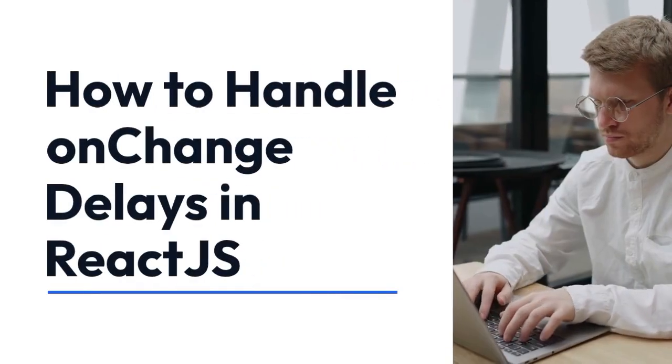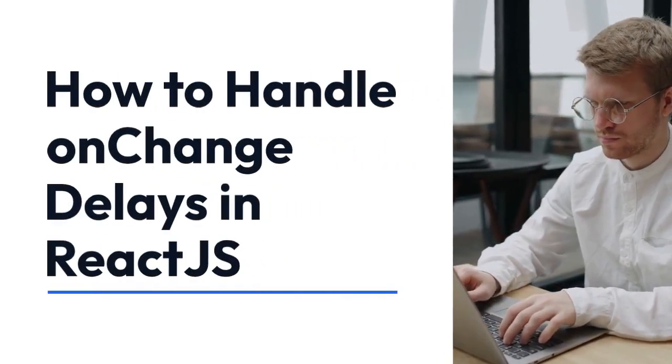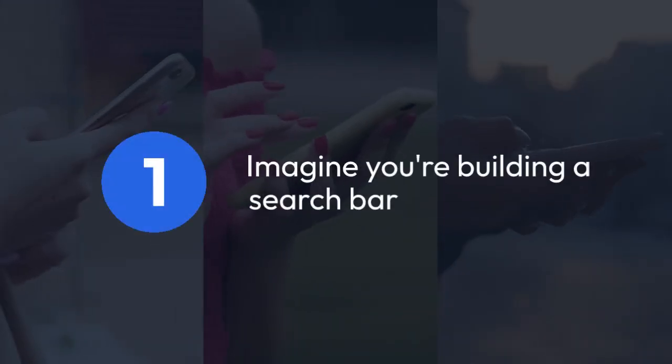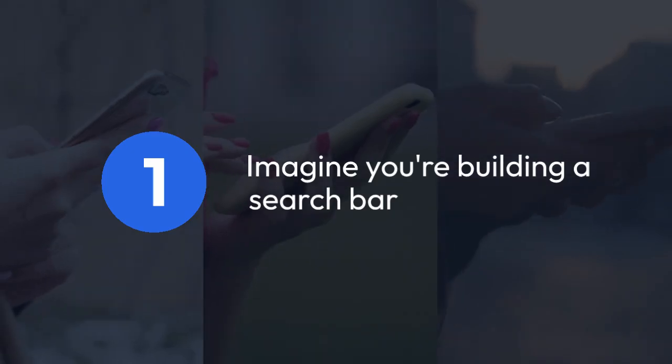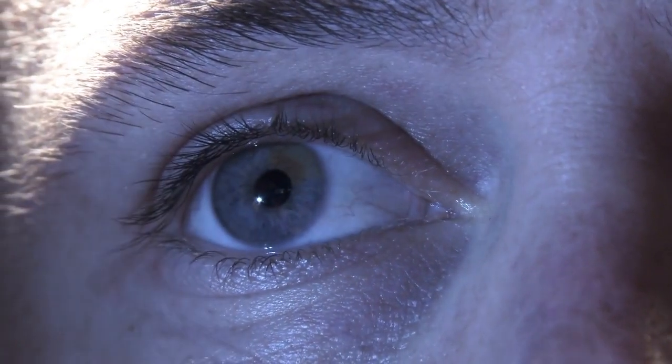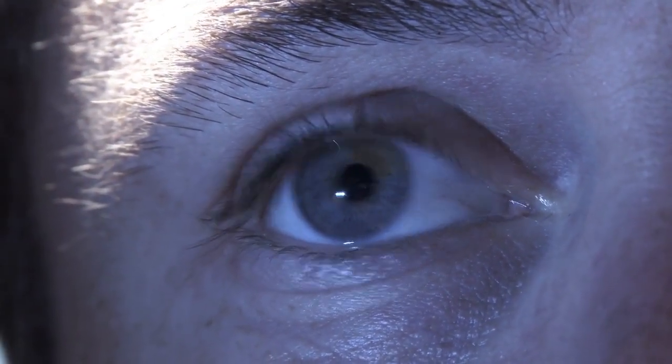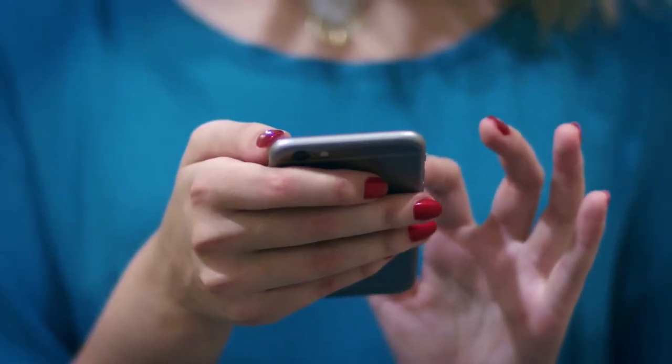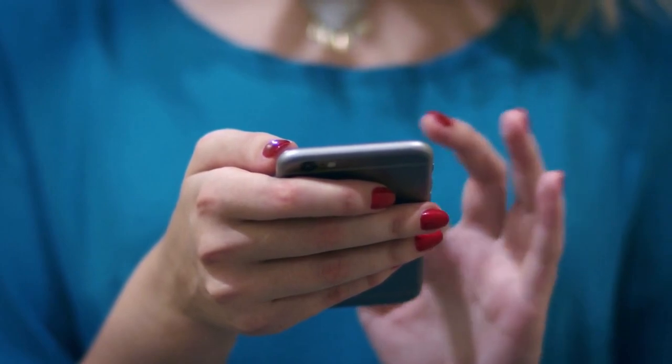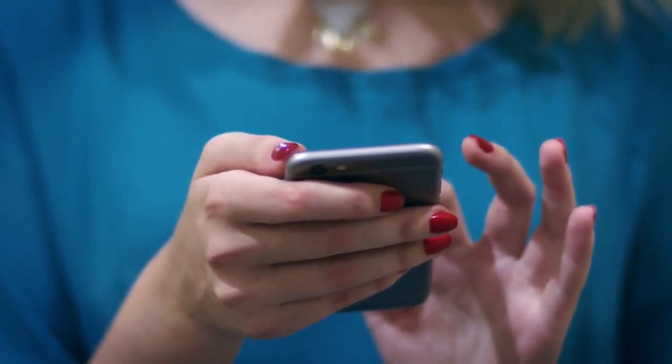We're going to explain how to handle OnChange delays in ReactJS while typing. 1. Imagine you're building a search bar. Every time a user types a character, the OnChange event fires, potentially triggering an API call. This can be inefficient, especially with slow connections or expensive API requests.